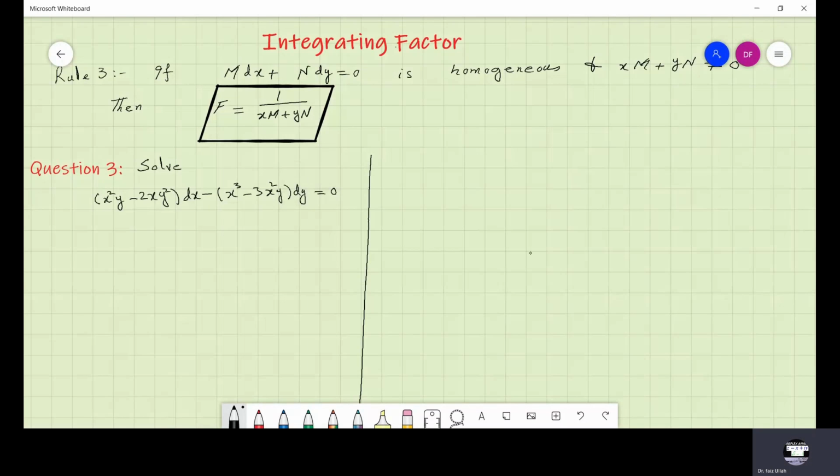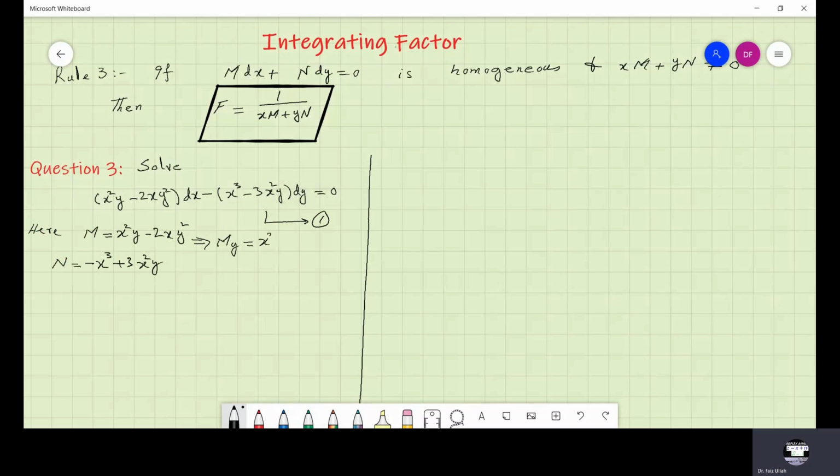To solve question number 3, we can see that equation number 1 is homogeneous because the power of variables in each term is same. So here the coefficient of dx is m, which is equal to x square y minus 2xy square, and the coefficient of dy, that is n, which is equal to minus x cube plus 3x square y.